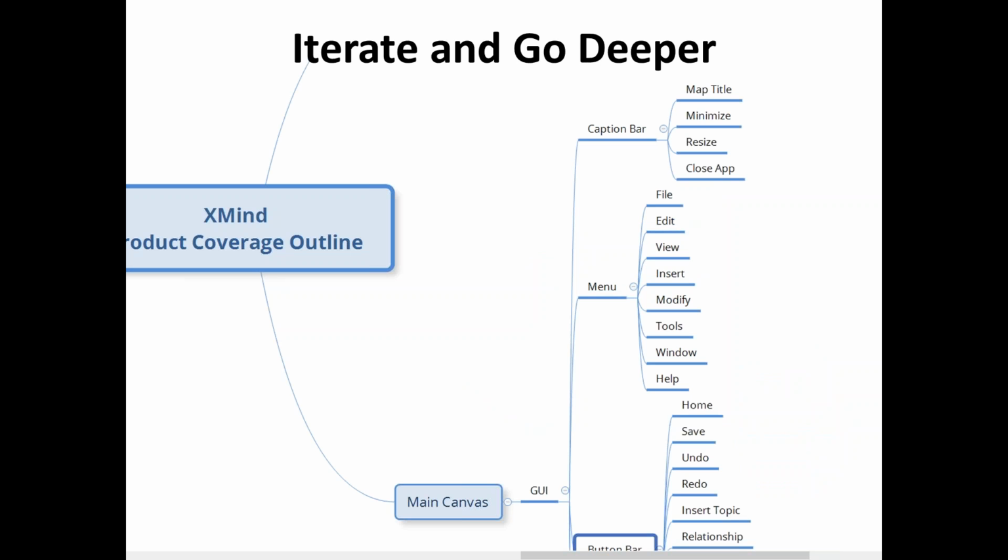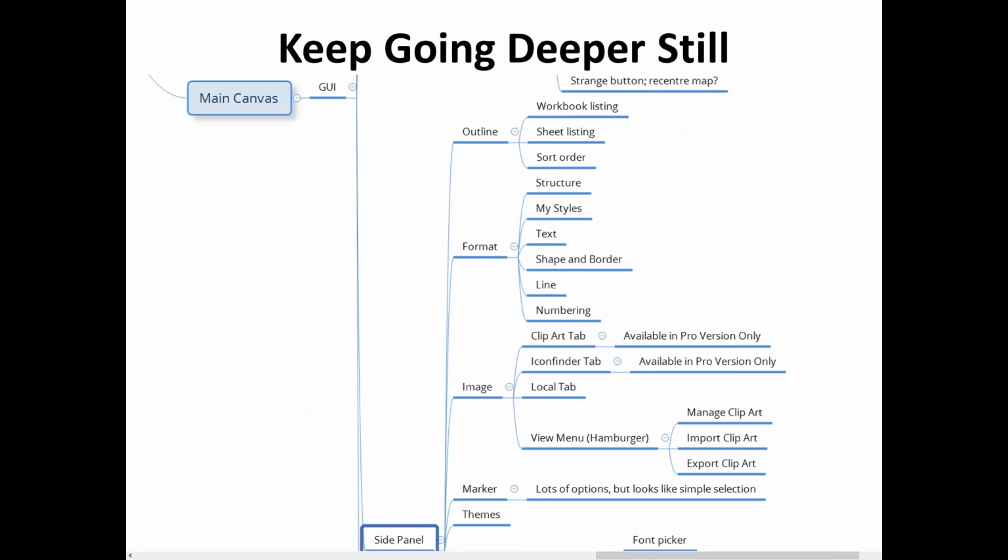We look at the caption bar, and there's the title of the map, and then there's a minimize button, a resize button, and a close app button. When we walk through the file menu, we find a bunch of options there: file, edit, view, insert, modify, tools, window. When we click on them, they drop down. Then there's a button bar with buttons labeled home, save, undo, redo, insert topic and so forth. And then we continue to go deeper.